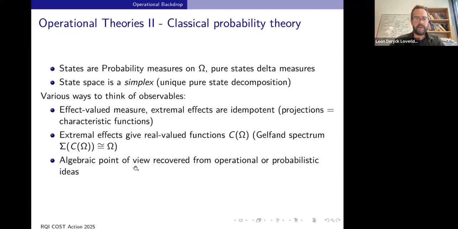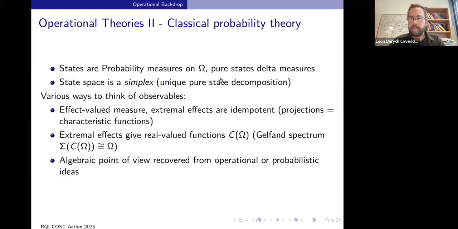We can think about observables in various different ways. Effect-valued measures is the basis, but the extremal effects, the pure effects, give rise to observables which correspond exactly to real-valued functions on the outcome space. And this recovers algebraic classical mechanics, if you like. So this space of continuous functions is going to be a C-star algebra with a natural involution and so on.